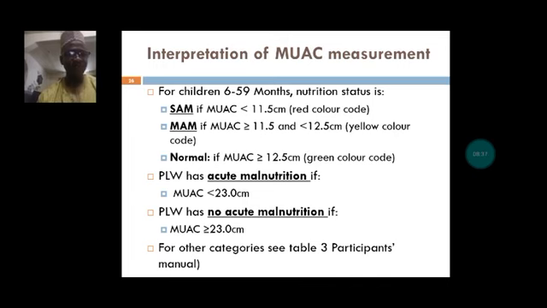color code. For pregnant and lactating women, if they have acute malnourishment, the MUAC is less than 23.0, and if it is greater, it shows that the woman in question is normal. For that category, it can be seen in the attached manual.